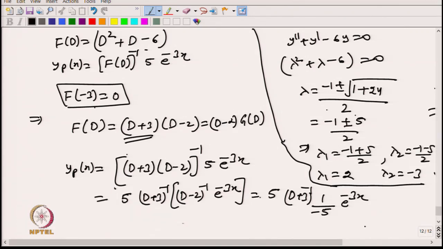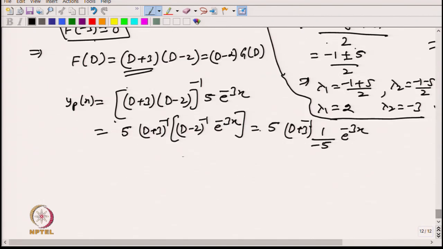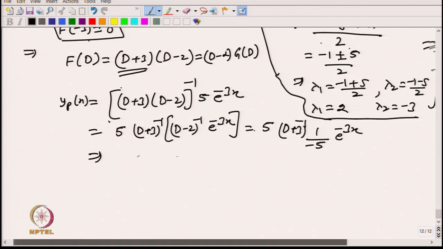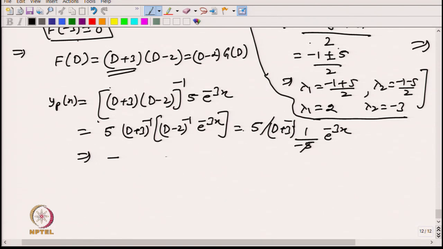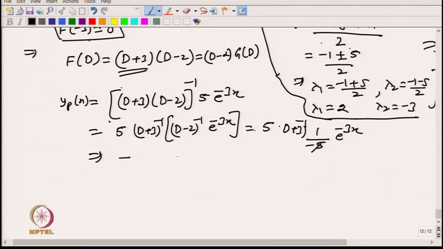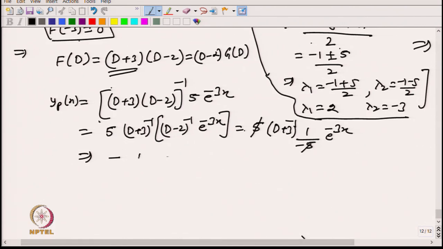Okay. So, now from here I will get minus of, so this will cancel out, this is this one. So, it will be minus and then D plus 3 inverse e raised to power minus 3x into 1.